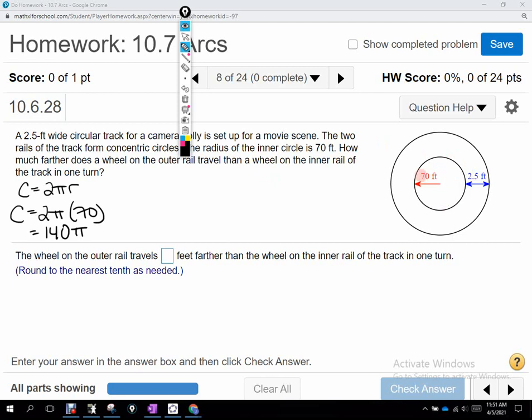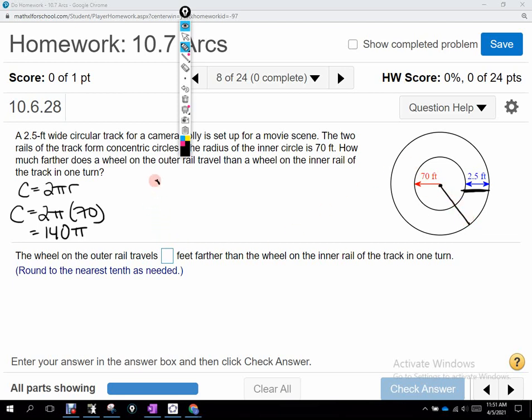Okay. Now, this is showing me the distance between the two rails. That's not showing me the radius of the outer rail, right? This is basically showing me the axle length of the dolly. Does that make sense? Okay. The radius of that outer circle would be this 70 plus that 2.5, wouldn't it? Does that make sense to everybody?